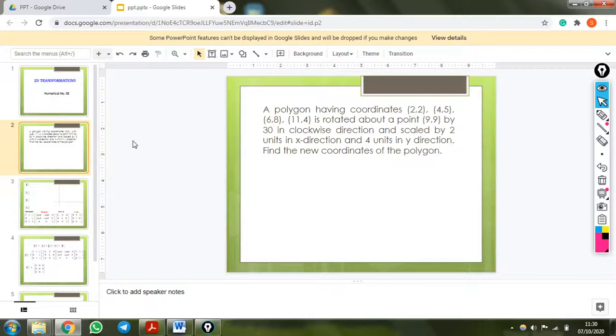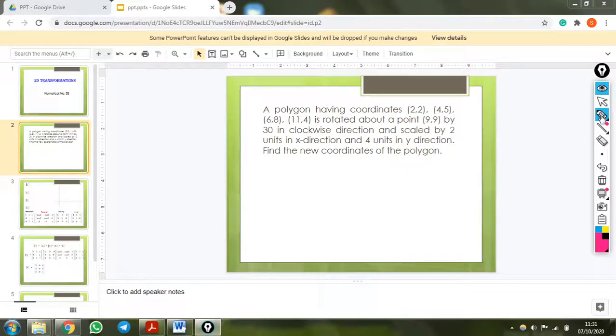A polygon having coordinates (2, 2), (4, 5), (6, 8), (11, 4) is rotated about a point (9, 9) by 30 degrees in the clockwise direction and scaled by 2 units in the x direction, 4 units in the y direction. Find the new coordinates of the polygon.